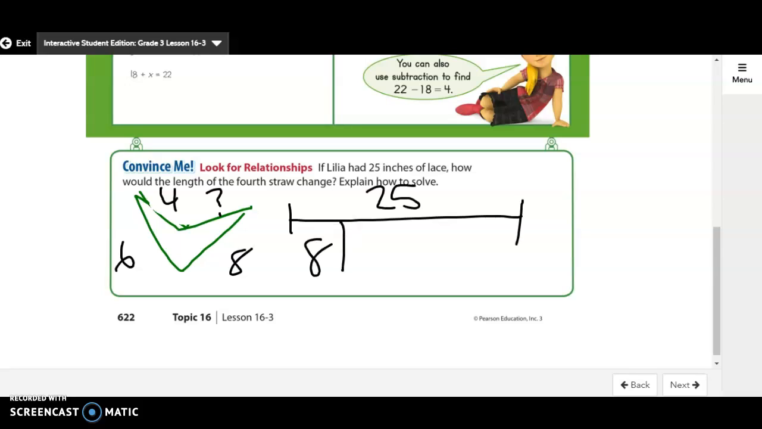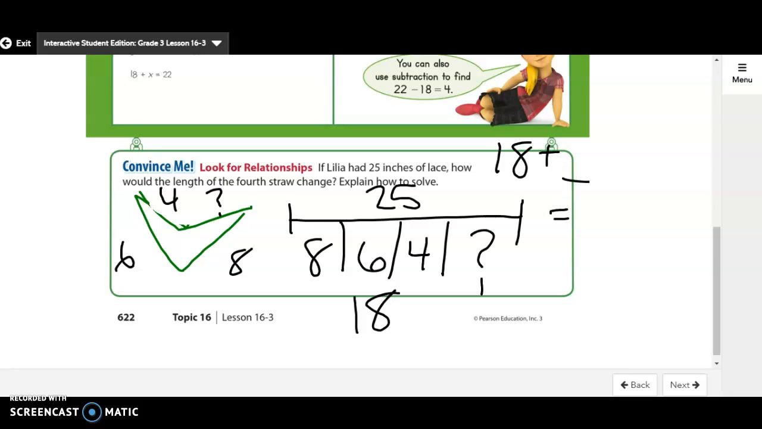Okay, we already know that 8, 6, 4, and we don't know this piece. Remember, 8 and 6 made 14, 14 and 4 more made 18. So this time you would say, okay, I have 18, how many more do I need to make 25? That missing addend, you could count up or you could subtract to find 7.